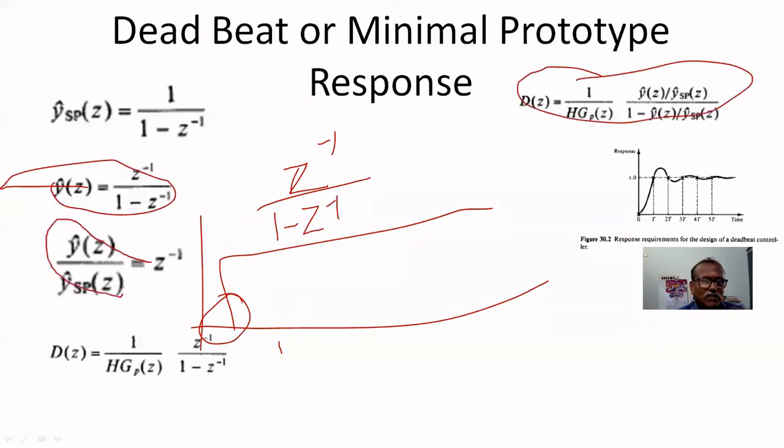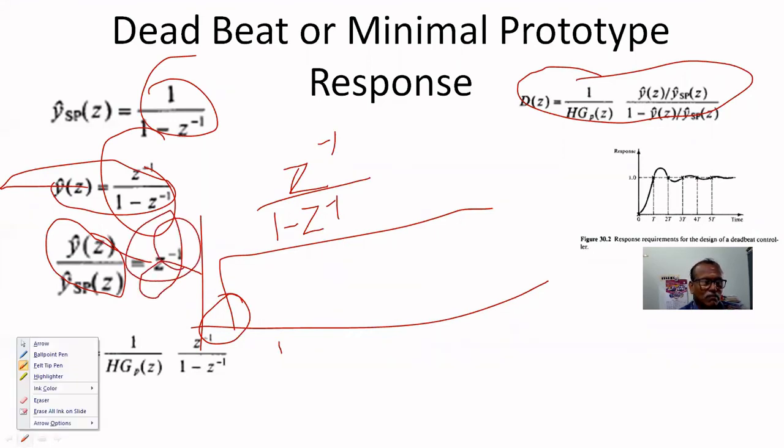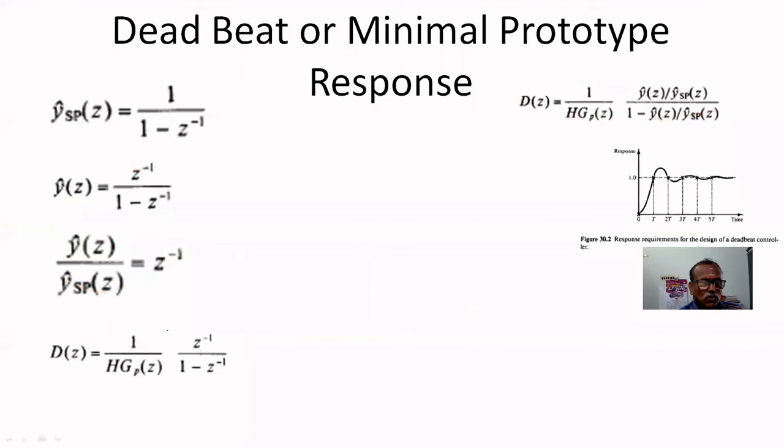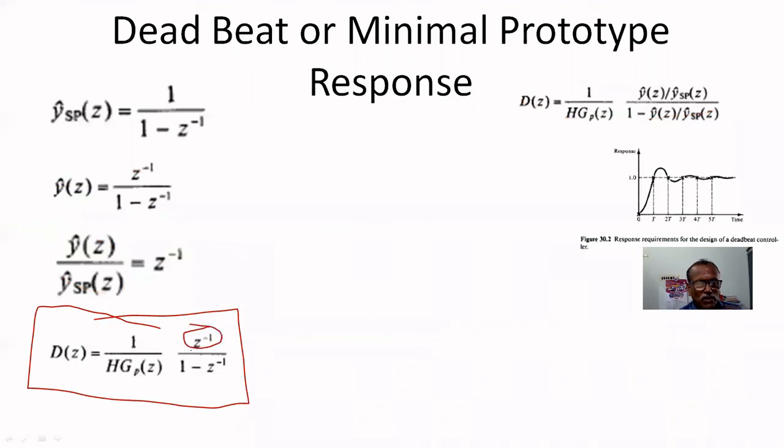Y of Z by Y set point of Z, if you divide, you will get Z power minus 1. Therefore, the controller is 1 by HGP of Z, times Z power minus 1 divided by 1 minus Z power minus 1. Then what is left out? Only we have to find HGP of Z. If you find HGP of Z and substitute here, you will get the deadbeat controller.